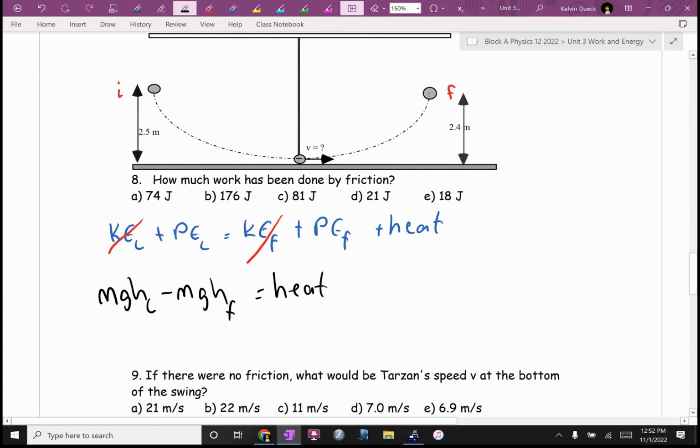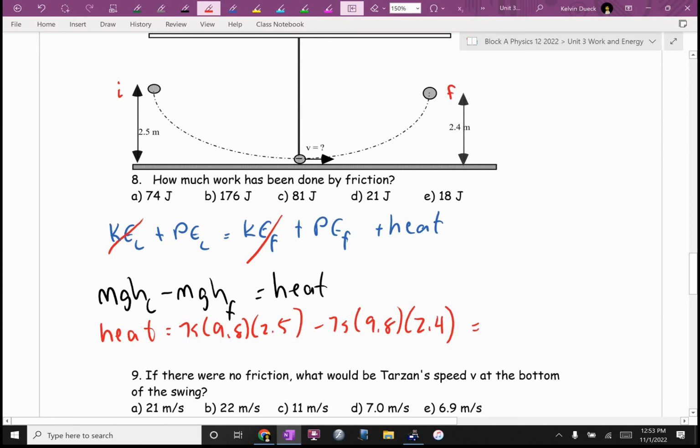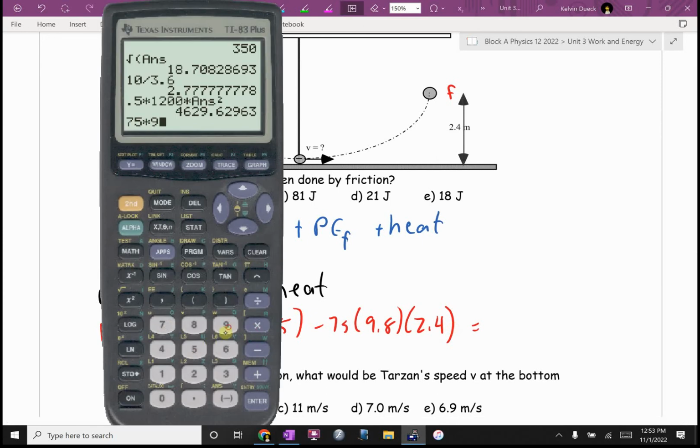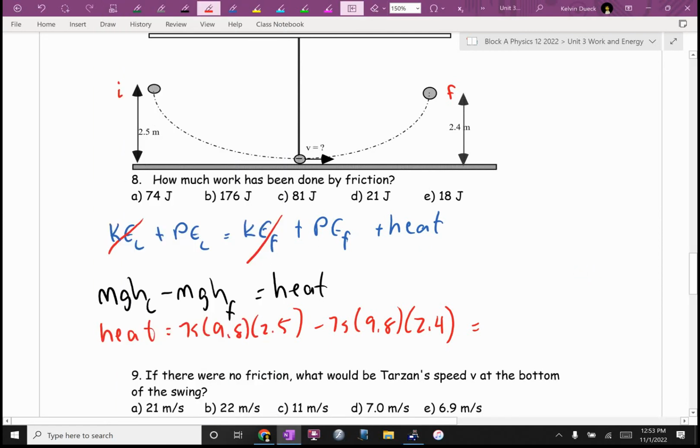And if I crunch that, heat is going to be m, 75, g 9.8, 2.5 minus 75 times 9.8 times 2.4. And I said, or you could just look at the height difference of 0.1 and put the ground there. Did you get 73.5 no matter what? 74? Is it A? Yeah. We lost 74 joules of energy to heat.